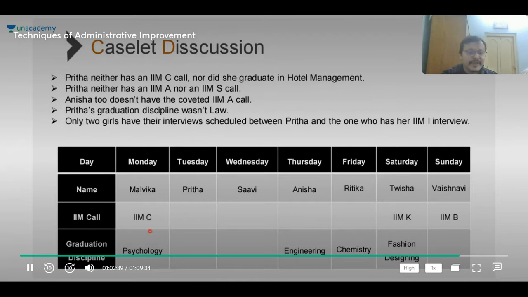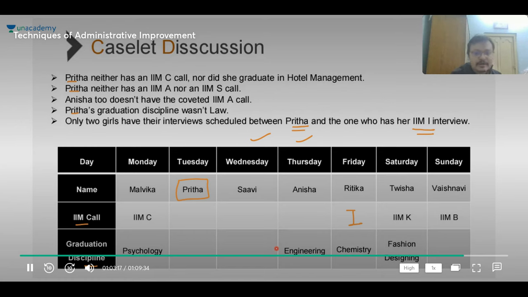Next, let us try to solve the remaining things, that is the IIM calls and the graduate disciplines. A lot of the clues here are on Preetha, as you can see. Remember, getting the answer on Preetha's location was very, very important. That was only because of the question which had Trisha and Ritika. Now if I look at the clues, it says only two girls have interviews between Preetha and the one who has an indoor interview. So two girls in between, which means indoor is here, that is Ritika.